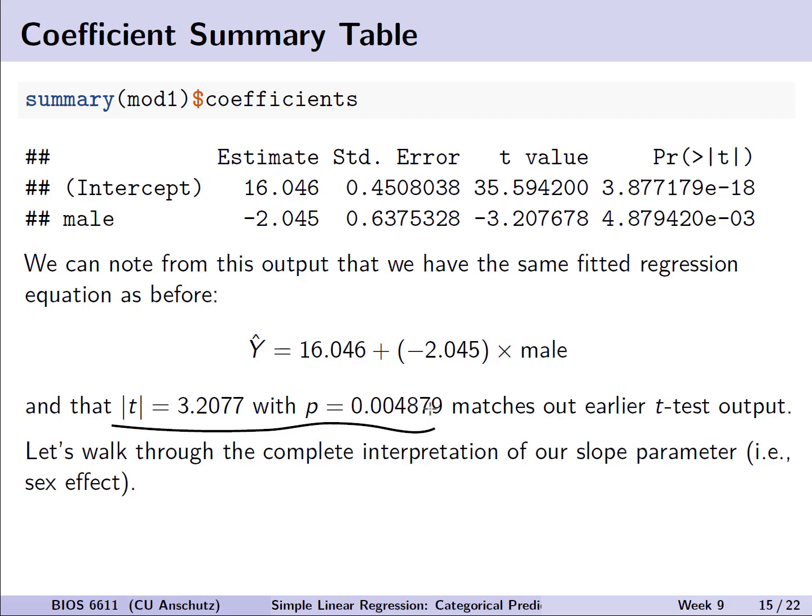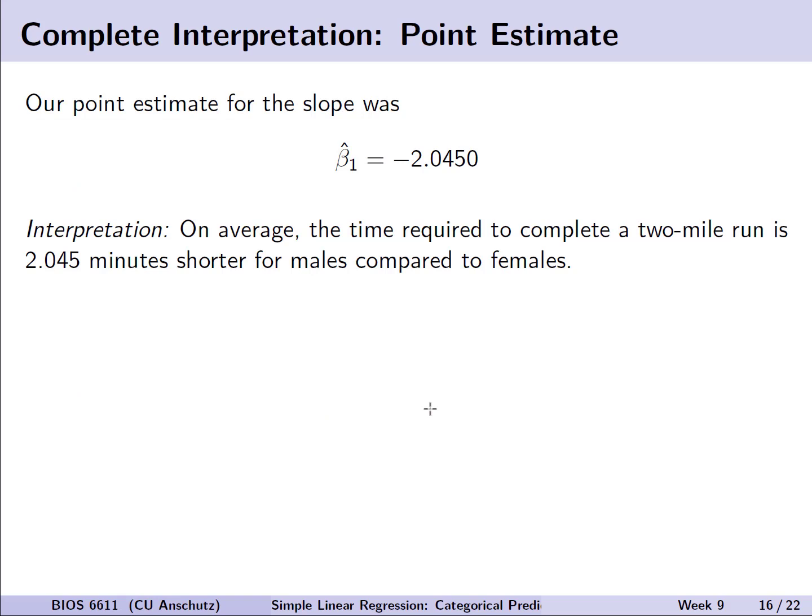So with all that in mind, let's walk through the complete interpretation of our slope parameter, or in other words, the effect of sex in our model. The first thing in our complete interpretation is to look at and interpret that point estimate, which on the previous slide, beta hat 1, was equal to negative 2.045. What this means is that on average, the time required to complete a 2-mile run is 2.045 minutes shorter for males compared to females. However, this may not be as meaningful without an estimate of the interval to say how variable the data was around this point estimate.